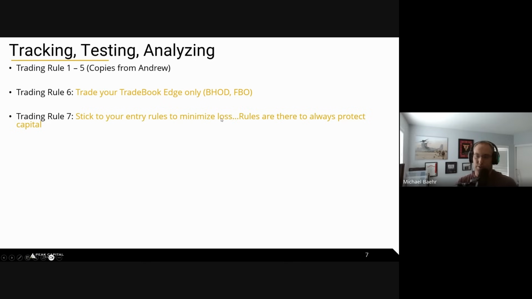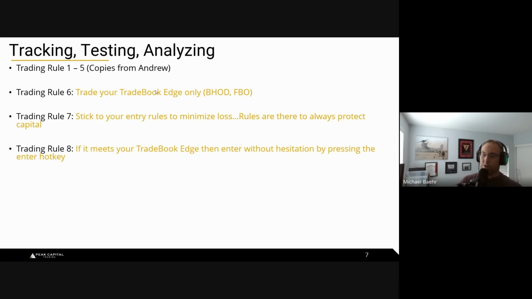Stick to your entry rules to minimize loss. Rules are there to protect your capital. I just need to stick to them. I don't have to do anything. Maybe my entry rule causes me not to get into a trade, right? If it meets your trade book, then enter without hesitation by pressing the enter hotkey.